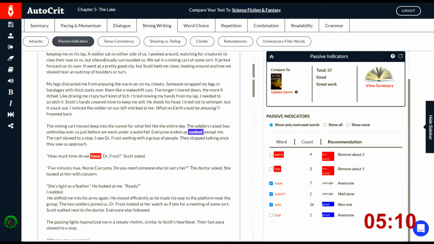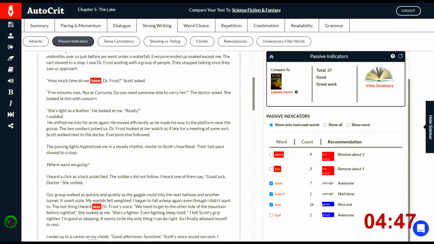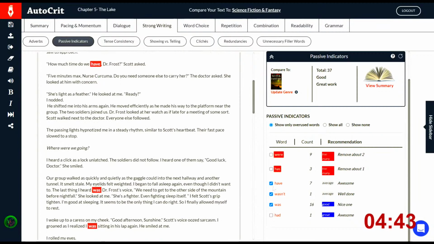Right, but silence surrounded us. Maybe engulfed. Engulfed. That's a better word. Everyone ended up soaked except me. I don't know why that's highlighted. Okay. How much time do we have? That one's not bad. Oh, we can take off halves now. Okay.